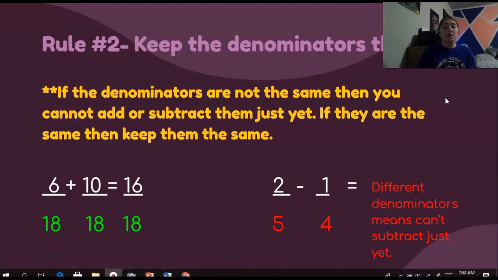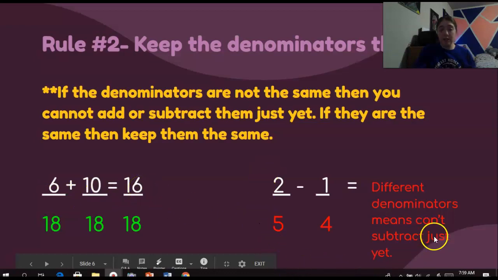If the denominators are not the same, then you cannot add or subtract them just yet. If they are the same, then keep them the same. That's the most important at the moment. If they are the same, keep them the same. Do not add, do not subtract them. For this situation right here, you have 18 as your whole part, which is the denominator of your fraction. You keep 18 in your answer for the denominator. You can add the numerators, so 6 plus 10 equals 16.